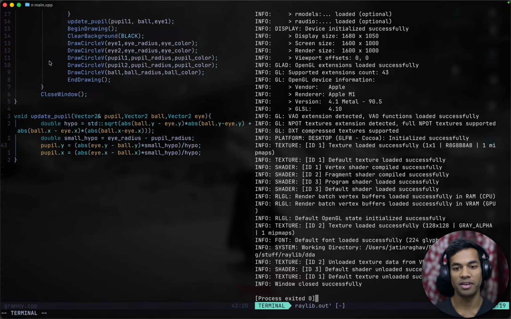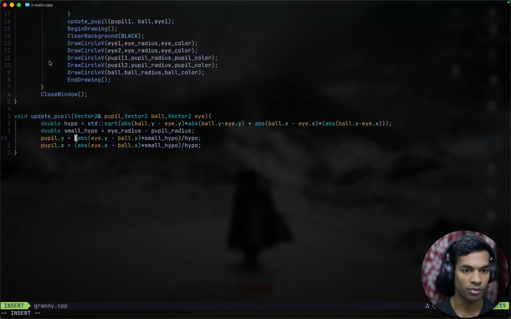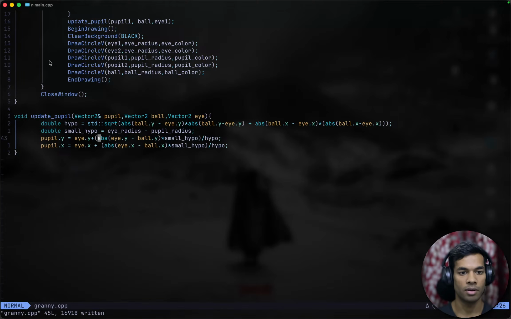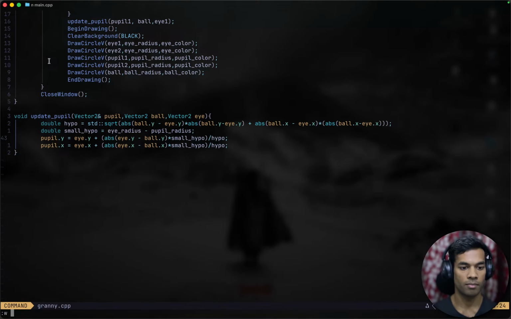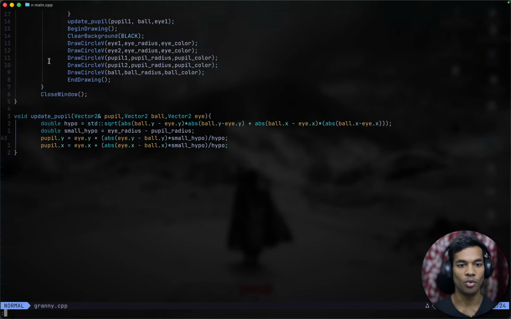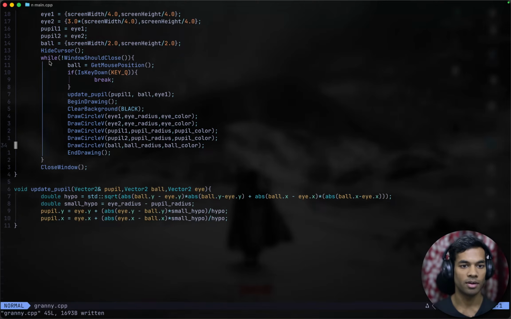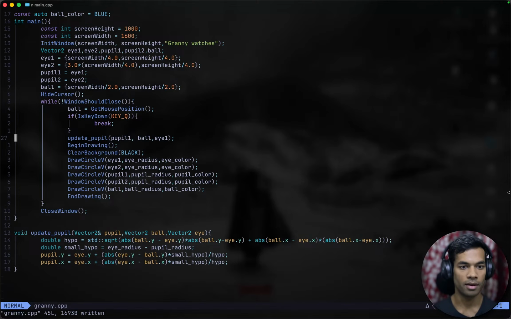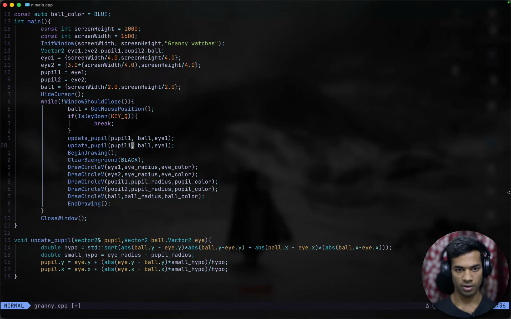That is actually correct. The only thing that we have to fix is I dot y plus this value, and here also do the same thing: I dot x plus this value. And now, lo and behold. Wait, now we will be playing with both the balls. Here, update pupil 1 and also the second pupil.